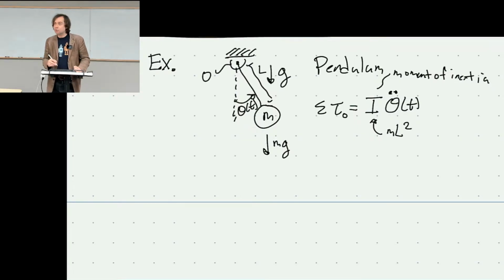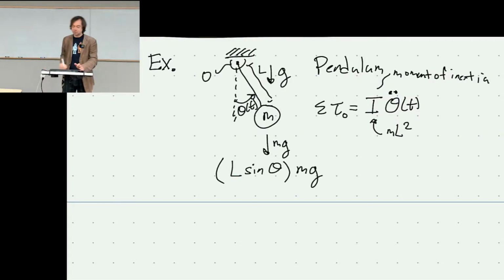And using the power of trigonometry, we do know that it's this trigonometric right angle right here, where we have the hypotenuse L, and we want to know what that is. So it's going to be L sine of theta, that's our lever arm, times the force mg. That's going to be the torque on that pendulum.